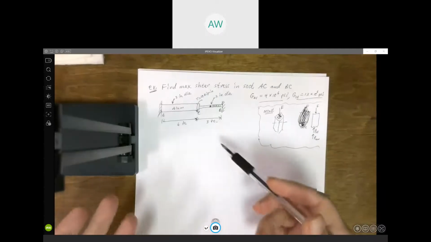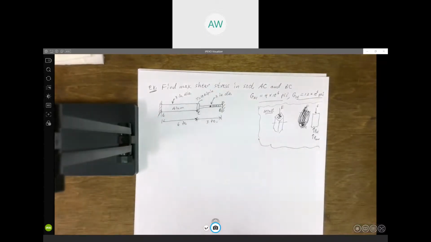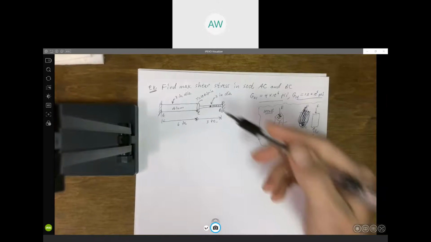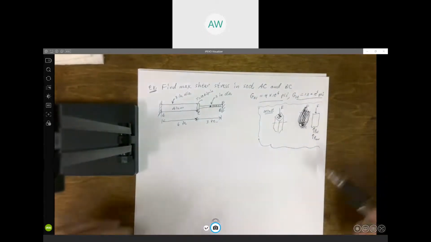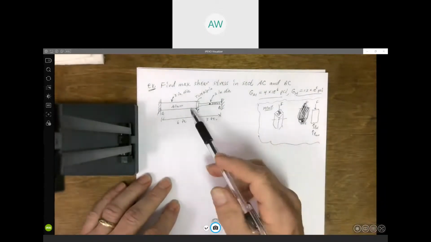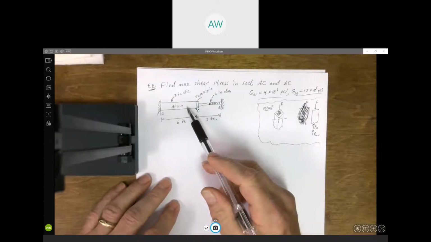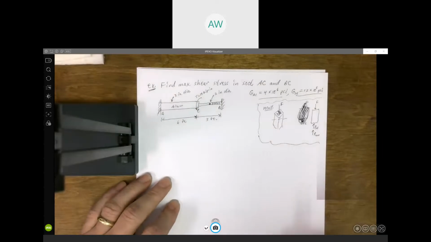This is essentially the rotational equivalent of this same problem. Instead of an axial force, we've got a torque, a moment applied, but it's the same concept. We have to use equilibrium and deformation to figure out what torque is going to be in the aluminum and what torque is going to be in the steel. Anyway, I digress.